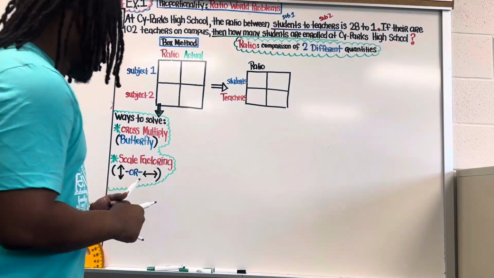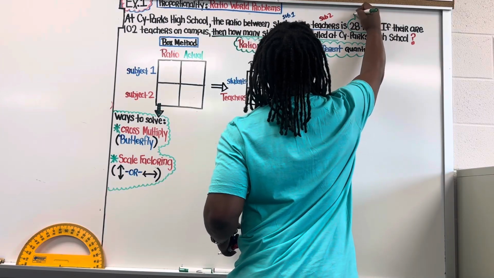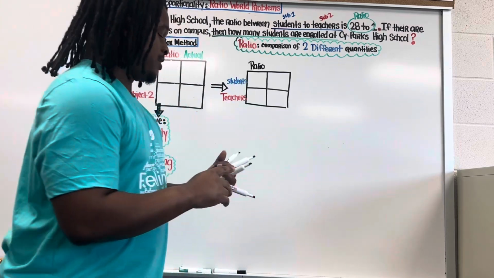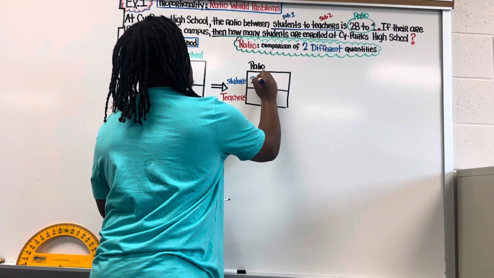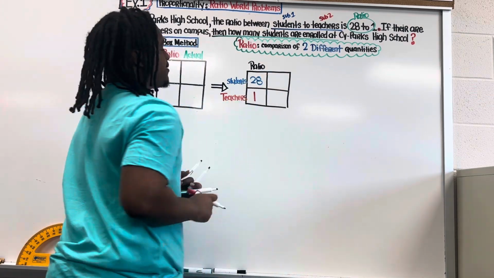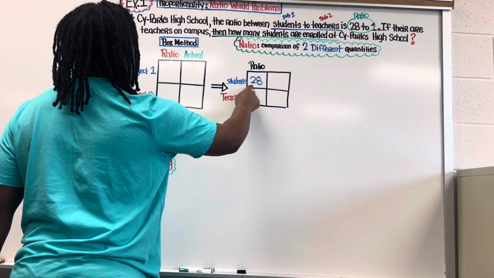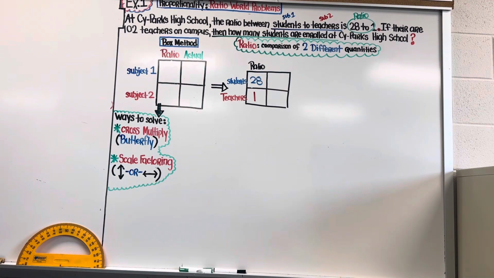Now, they're actually giving us a ratio right here, guys. This is the ratio right here, 28 to 1. What it's saying is for every 28 students enrolled at Cy Parks, there's one teacher that works at Cy Parks. That's the ratio between students to teachers, right?